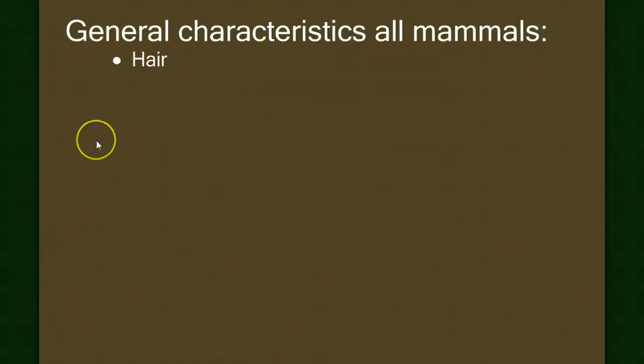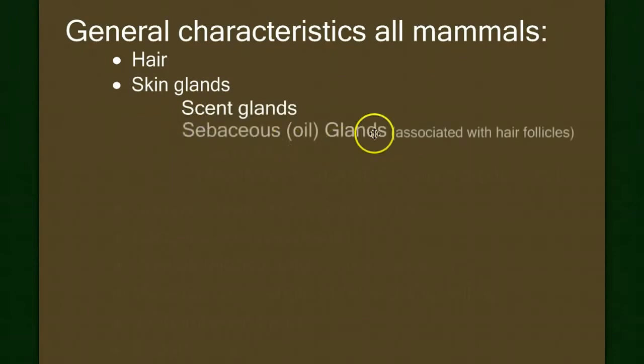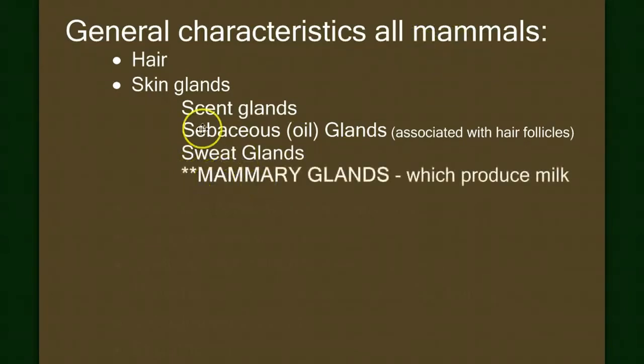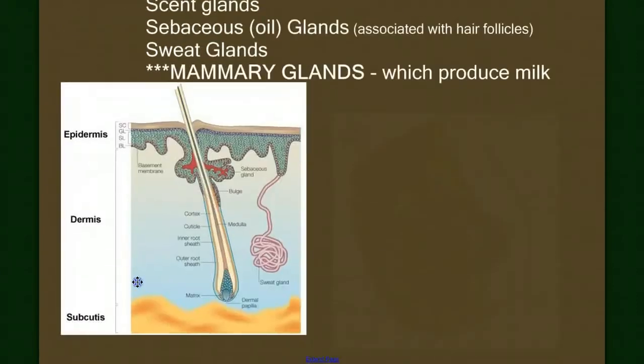The next characteristic that's defining of mammals is the presence of skin glands. Mammals have scent glands, sebaceous glands, which are oil glands associated with hair follicles, sweat glands, and finally, the defining characteristic of the group mammals, mammary glands, which produce milk. Mammals are the only animals that can sustain their young by feeding them from nourishment of their own body. That's pretty interesting. Let's take a closer look at these skin glands.